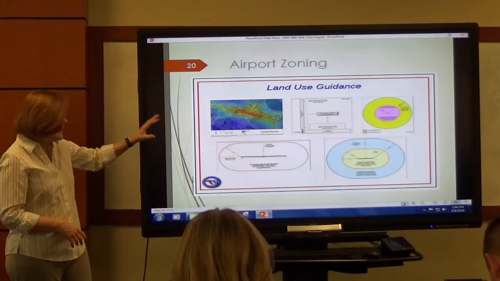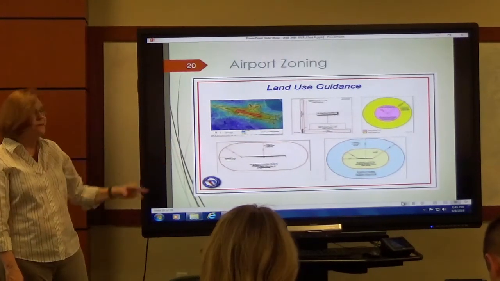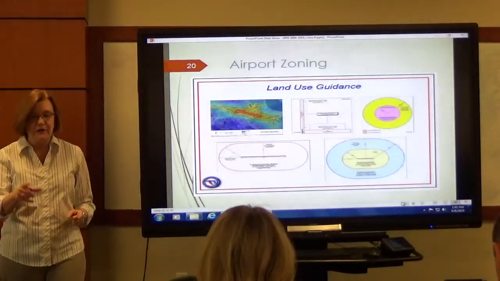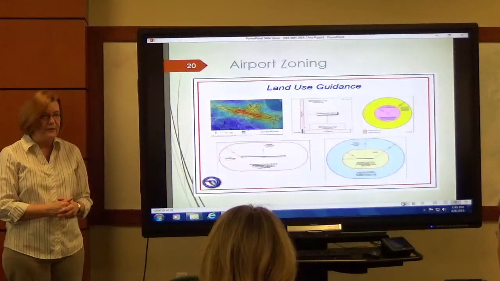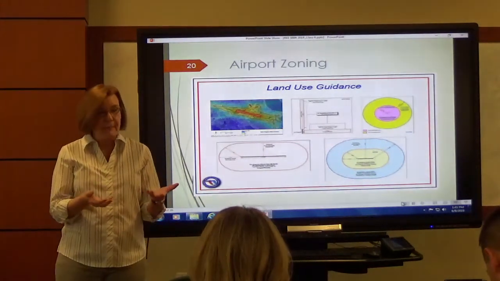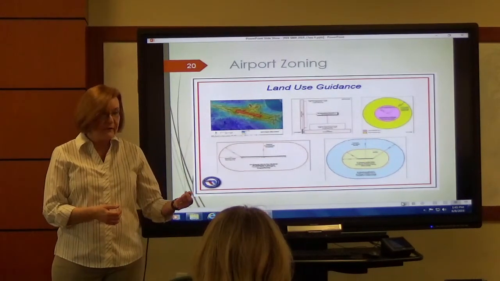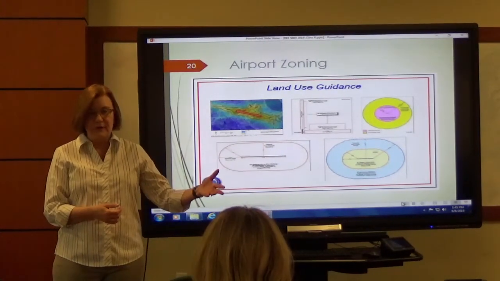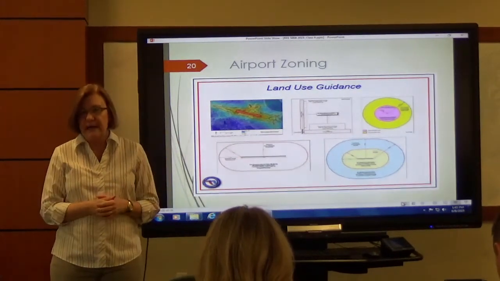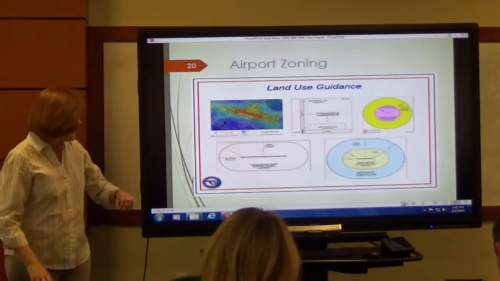But the airport zoning analysis is different than the analysis that you and I are going to go through when we're considering buying a piece of property, right? We're going to go and find the property on the city's zoning map, and we're going to look up the permitted uses, and we're going to look at the dimensional standards to find out how tall we can build and what kind of uses we can have. But airport zoning is three-dimensional, okay?